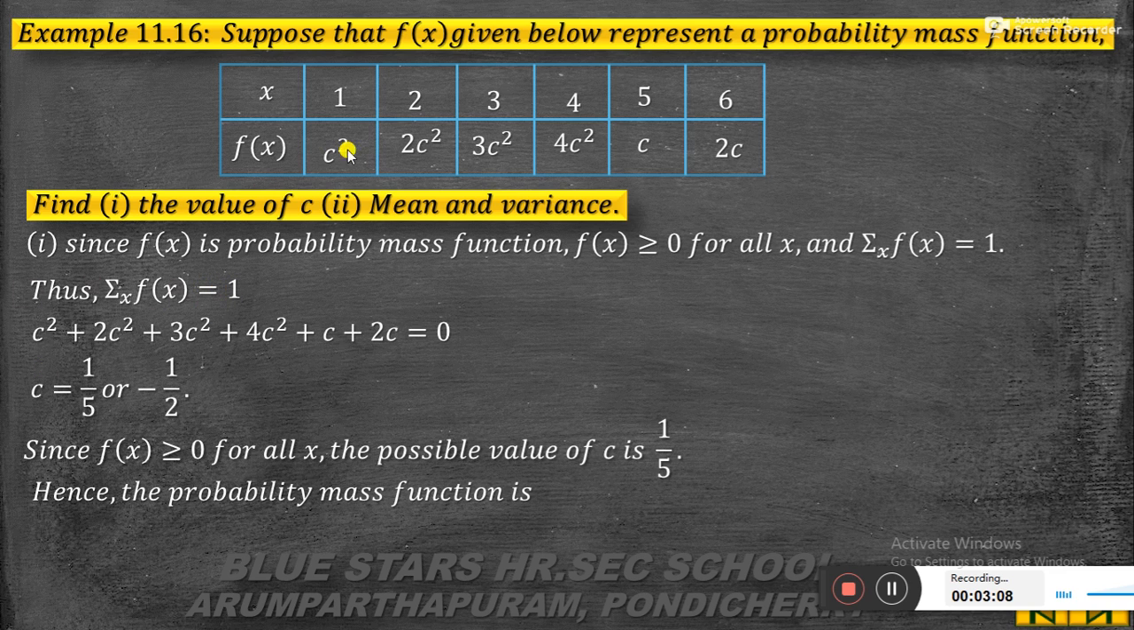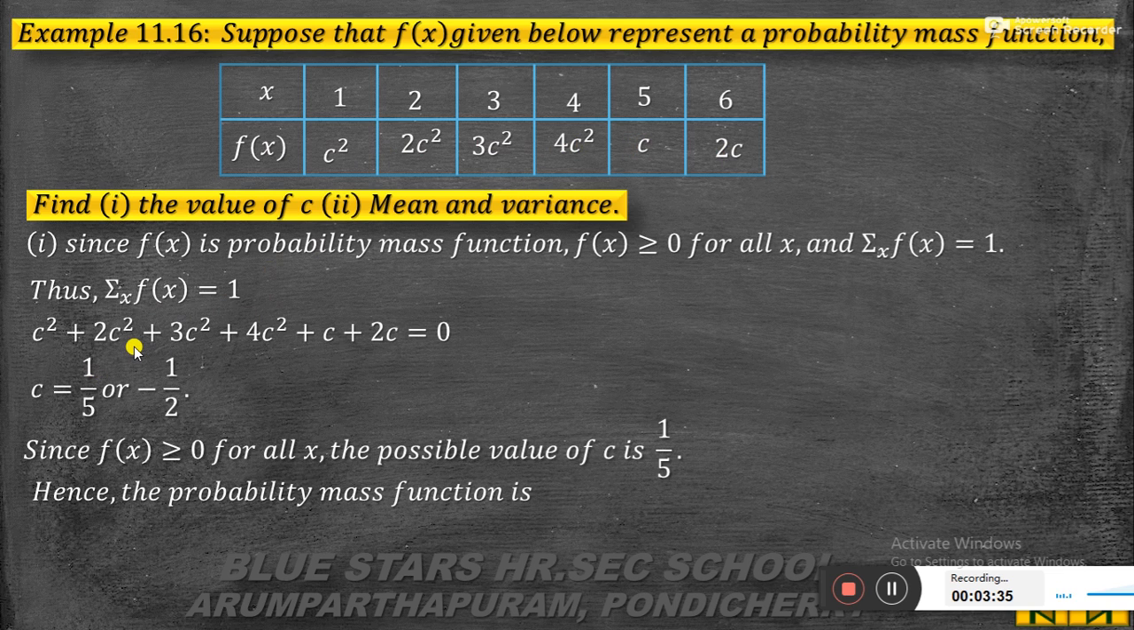So we add all the f of x: c square plus 2c square plus 3c square plus 4c square plus c plus 2c. See here, we will find the constant value c in the probability mass function. The condition is total probability equals 1, that means summation f of x equals 1. We write it out.